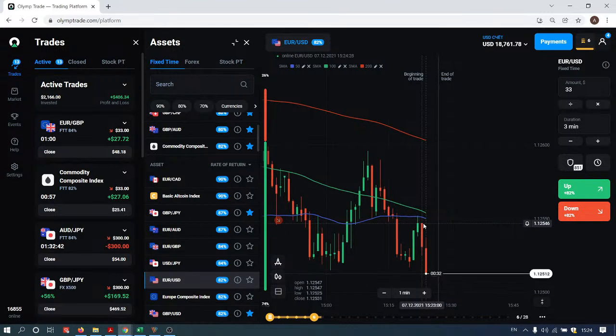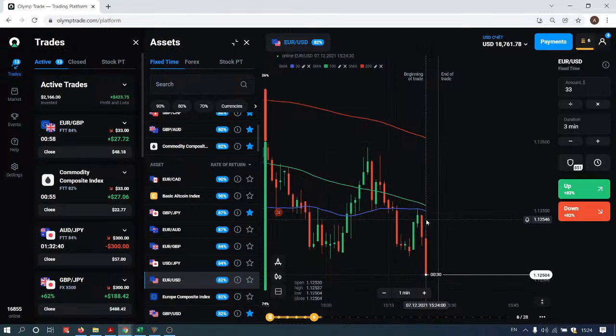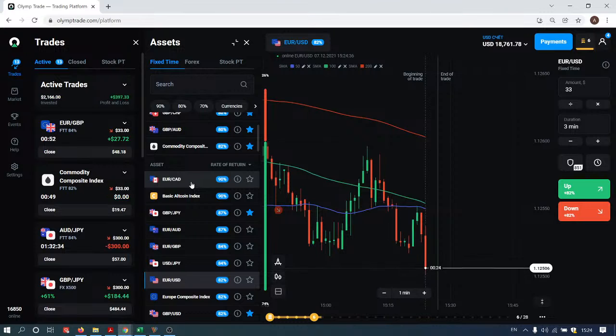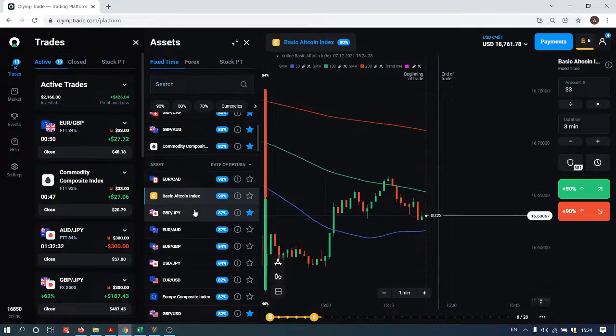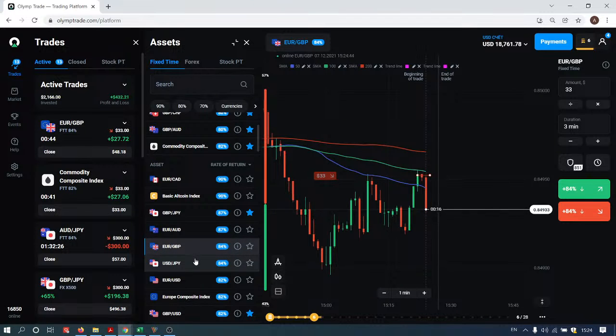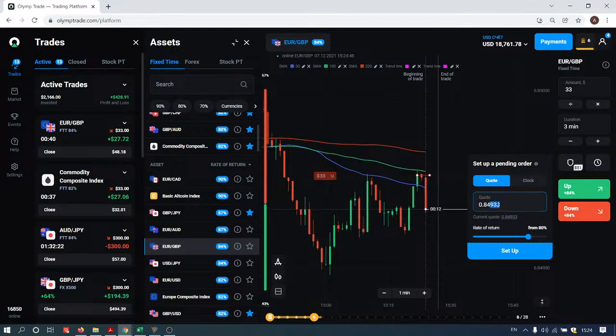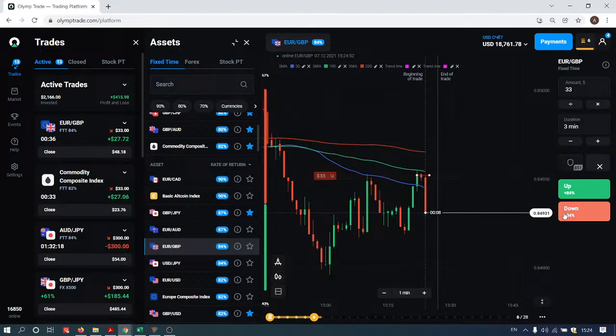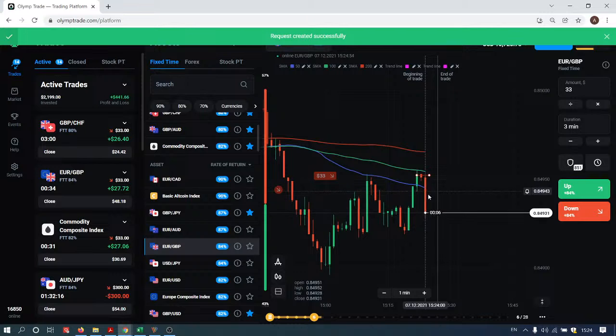This pattern is called role reversal, one of the strongest patterns out there. One of the classic ones, I would say. Okay, so the Euro GBP, I can set another pending order close to the 50 SMA. So right here.